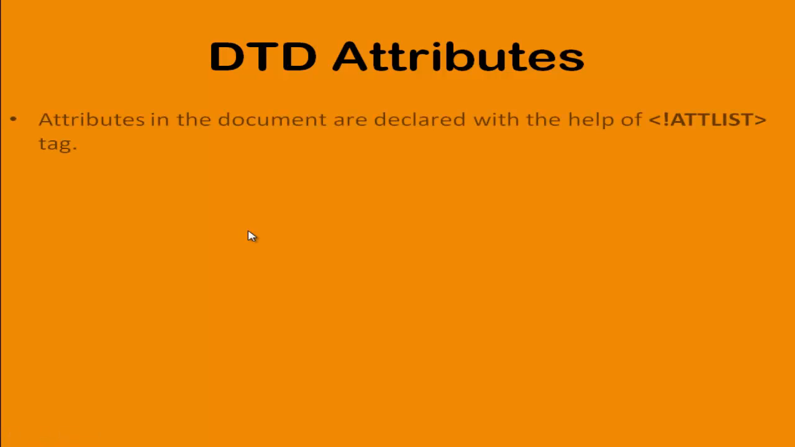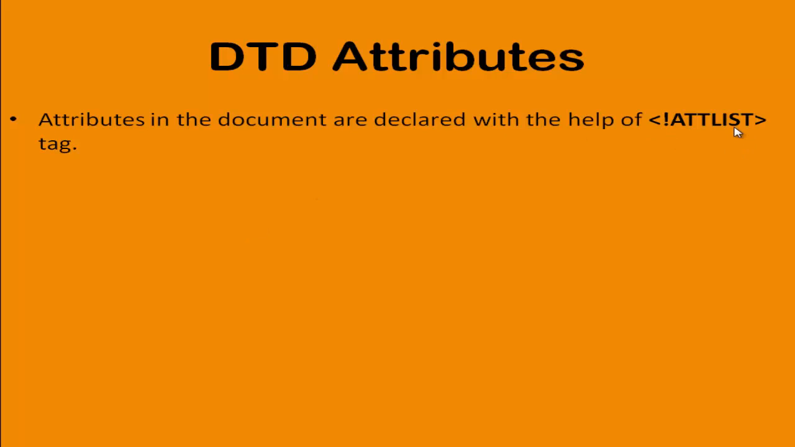Welcome after the break. Now we'll see about the DTD attributes. In HTML also we saw many attributes are there. Now in XML also, for each and every element we can design or specify our unique attributes, and these attributes can be created with the help of the ATTLIST tag.